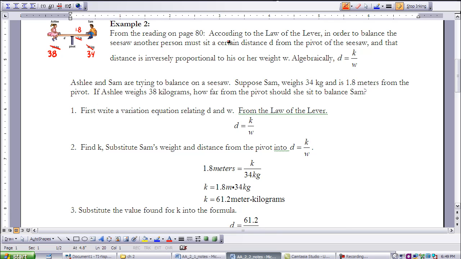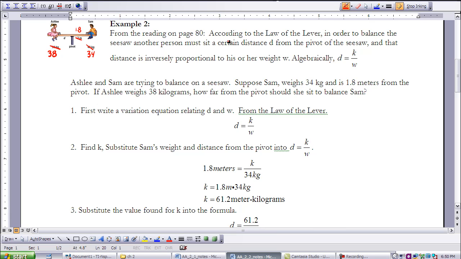Ashley and Sam are trying to balance on a seesaw. Suppose Sam weighs 34 kilograms and is 1.8 meters from the pivot. If Ashley weighs 38 kilograms, how far from the pivot should she sit to balance Sam? We're going to follow the same four-step process that we used with the direct variation. So first we need to write a variation equation relating d and w from the law of the lever. So that was d equals k over w.